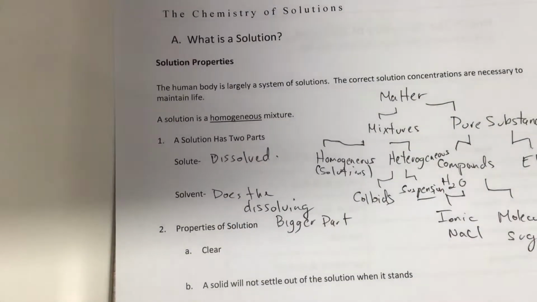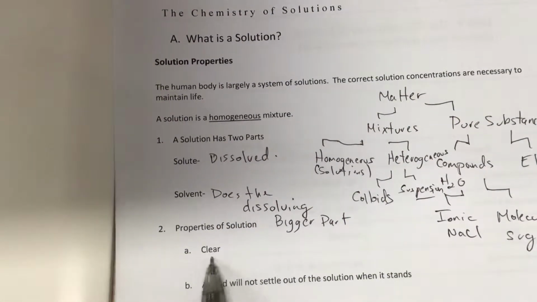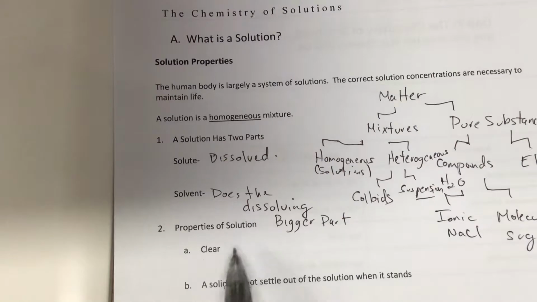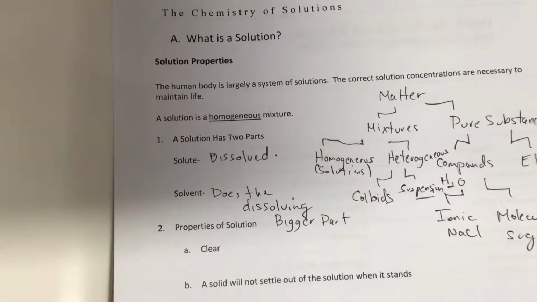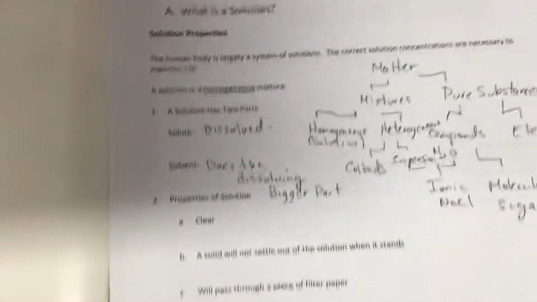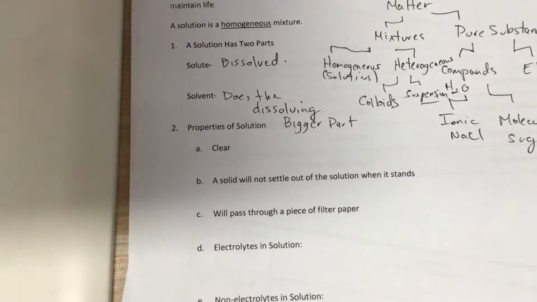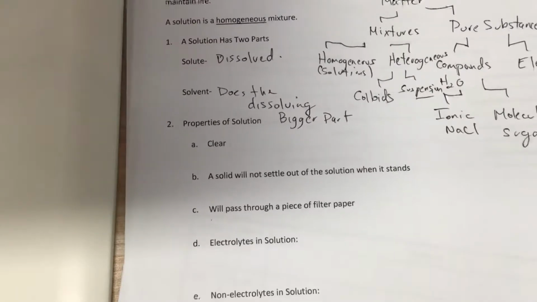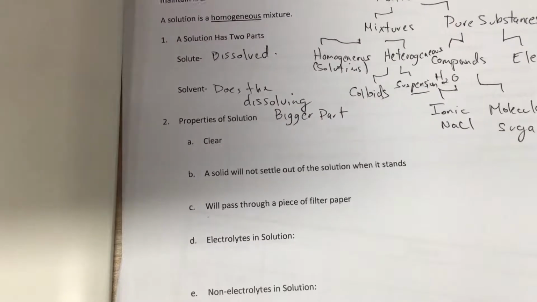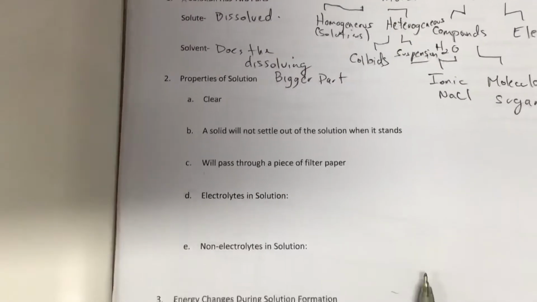Okay, properties of the solution. They can be clear, which doesn't necessarily mean that light doesn't pass through it, although that's the case in many cases. It just means that we can't see little bits floating around inside. There's no way that it can settle when it stands. That's like a suspension, okay? It passes through filtering apparatus easily, right? There's nothing that's going to be stopped by the filter paper.